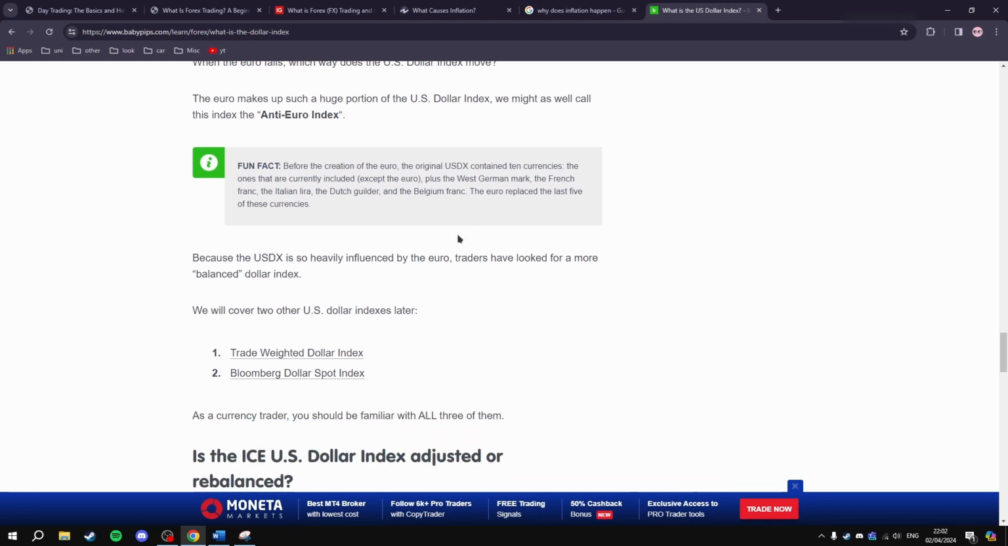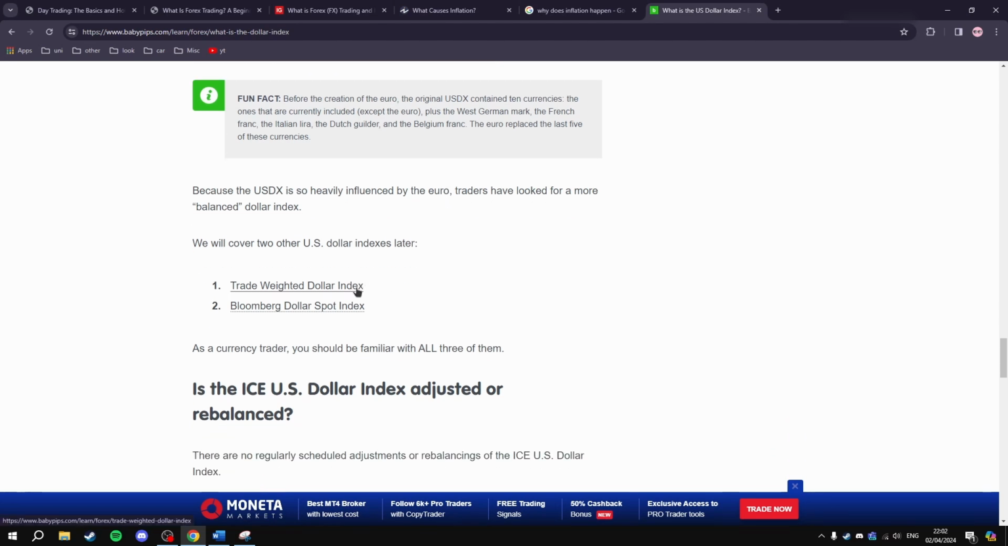Because the USDX is so heavily influenced by the euro, traders have looked for a more balanced dollar index. We'll cover 2 other US dollar indexes later, the Trade Weighted Dollar Index and the Bloomberg Dollar Spot Index. As a currency trader, you should be familiar with all 3 of them.